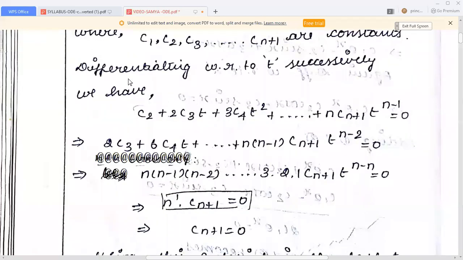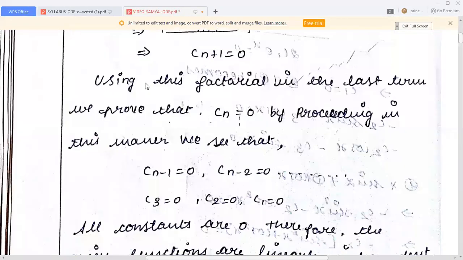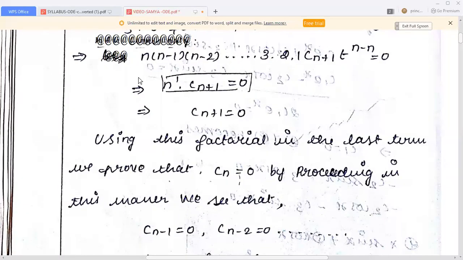This implies if we differentiate this continuously, we get n into n minus 1 into n minus 2 into n minus 3 etc. 3 into 2 into 1 into Cn plus 1 into t power n minus n equal to 0. Here you see this product n into n minus 1 into n minus 2 etc. 3 into 2 into 1 can be taken as n factorial. So n factorial into Cn plus 1 into t power n minus n, that is t power 0, that is 1. So n factorial into Cn plus 1 equal to 0. This implies Cn plus 1 equal to 0.